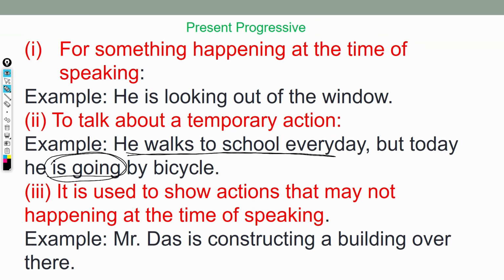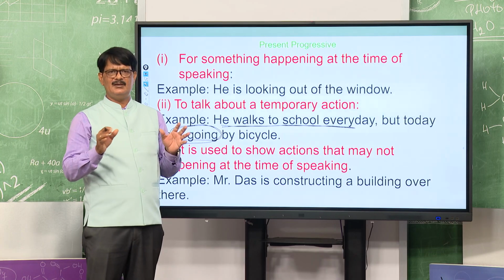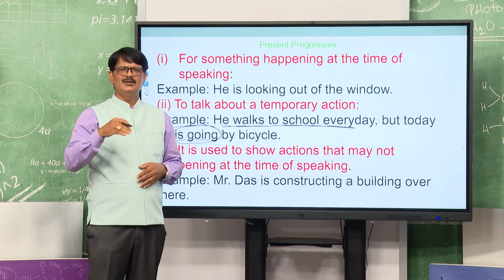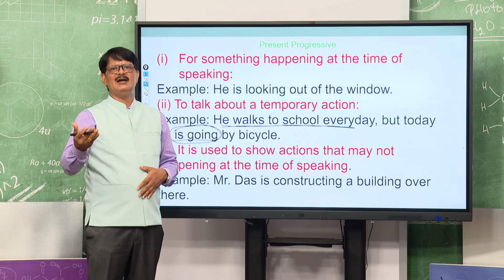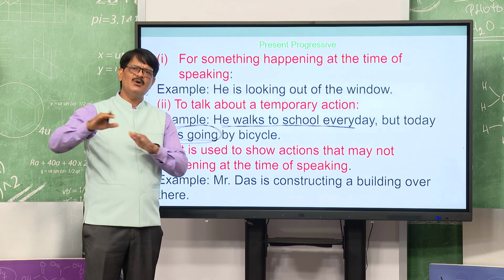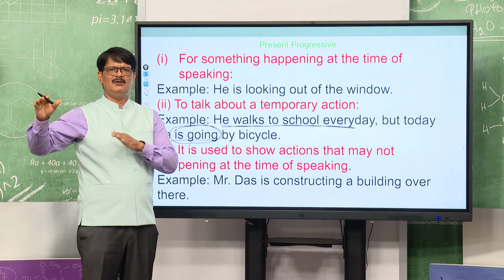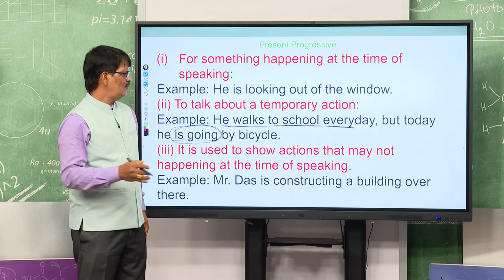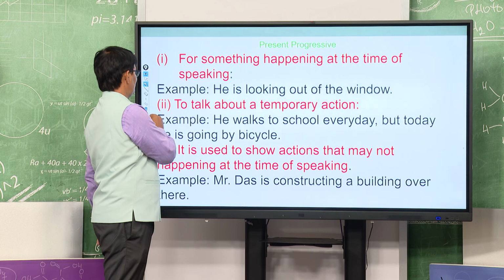Next one, it is used to show an action that may not be happening at the time of speaking. These two are very important. Here, see, Mr. Das is constructing a building over there. Here it is the present progressive, but you see the continuing. He is not doing it at the same time, but the work is going on for some time. So for a longer period of time, there we will use the present progressive.